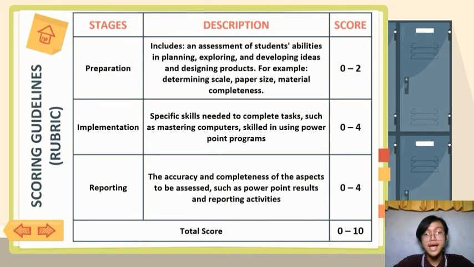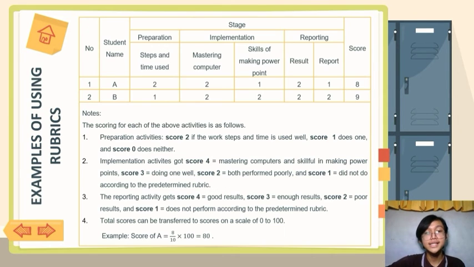And the last stage is reporting, the accuracy and completeness of aspects to be assessed, such as PowerPoint result and reporting activities. The score starts from 0 until 4. So we get the total score from 0 until 10. And this is the example of using rubric. You can see on the table to get the score of each student.